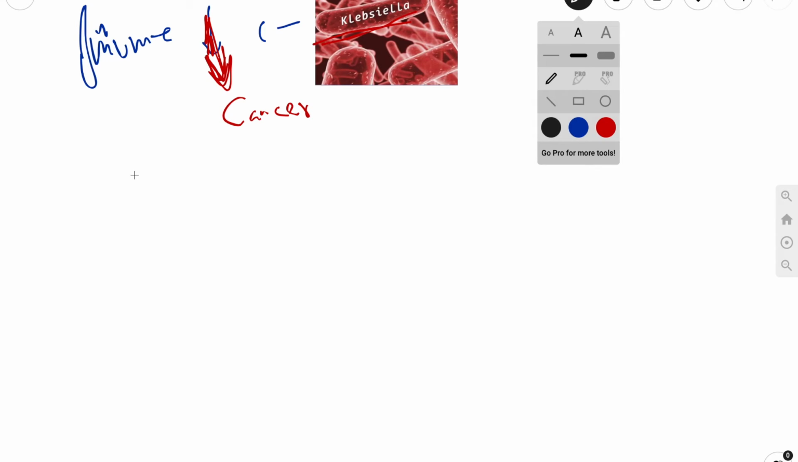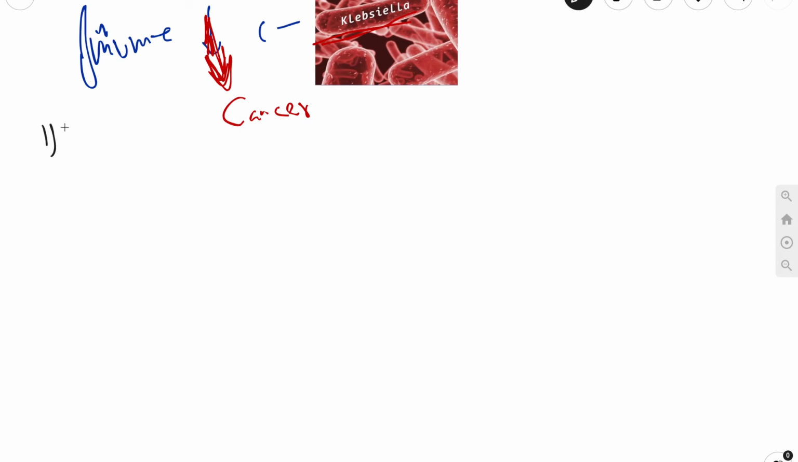And the majority of human Klebsiella infections are actually caused by Klebsiella pneumoniae. Remember this one. Say your body is weakened, maybe due to cancer, and you have Klebsiella pneumoniae in your body. It's going to attack and maybe cause pneumonia. The first species of Klebsiella that mostly affects humans is Klebsiella pneumoniae. Remember this one.